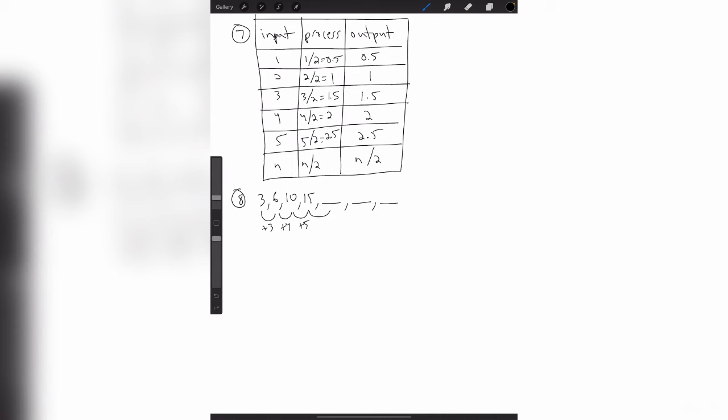So from 15 to the next number, I'm going to add 6 to it. 15 plus 6 gives me 21. And to the next one, I'm going to add 7. 21 plus 7 is 28. And for the last one, I have 28 plus 8, which gives me 36. So my answers would be 21, 28, and 36.